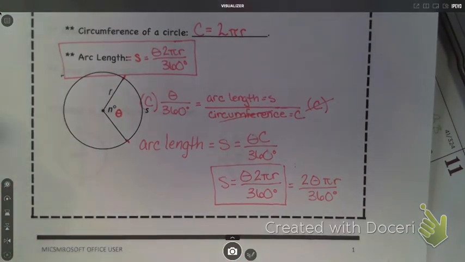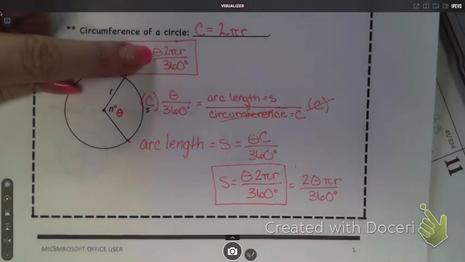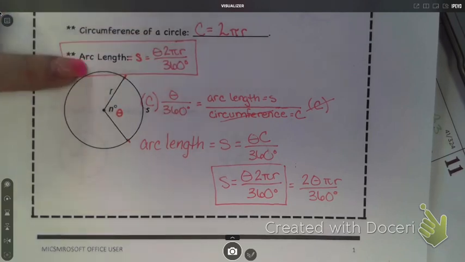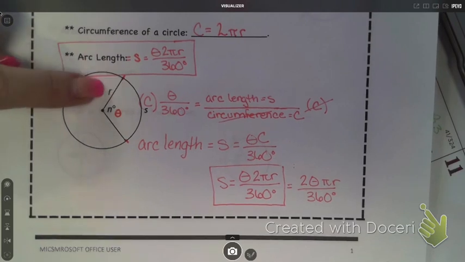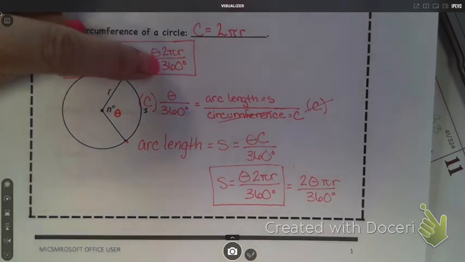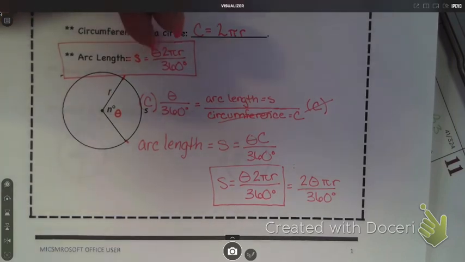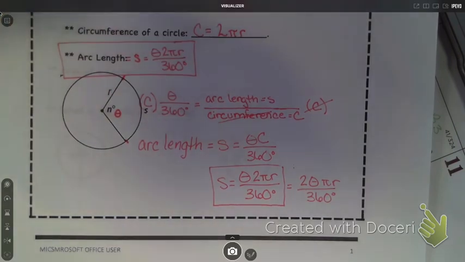Okay, so when I'm finding arc length, I just need to plug in theta, which is the angle, correct? 2 is 2, pi is pi, r is the radius, and 360 is 360. So the only thing you really need to know is theta and r. Make sense? So it's that equation.